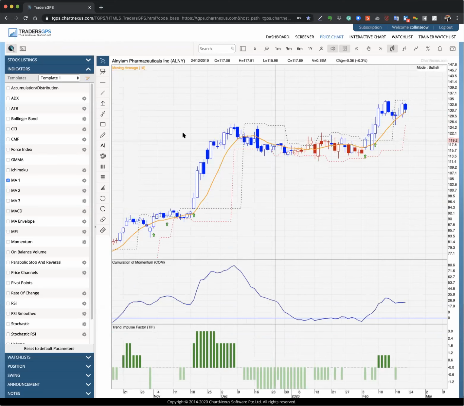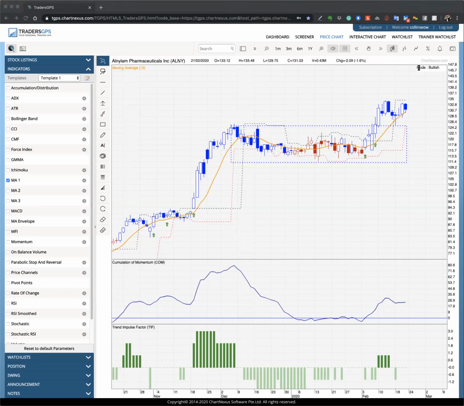ALNY. So you see the consolidation. This was the consolidation phase. The up move was here, consolidated, and then up move again. So likelihood, this one also can enter. This is another hidden arrow. So from here, next day, teeth come out. So this one is another one. ALNY still okay, still can enter.